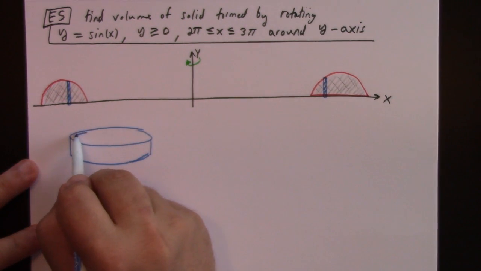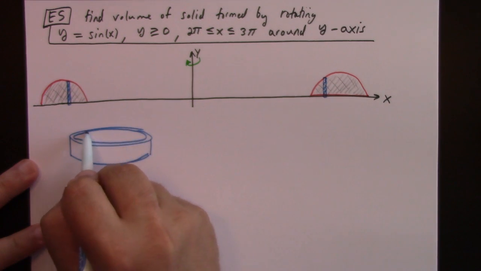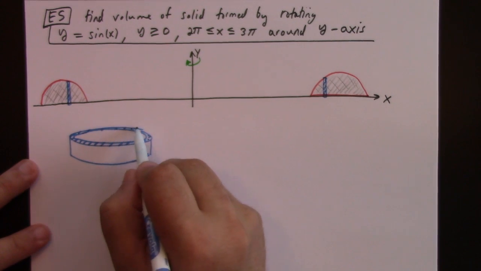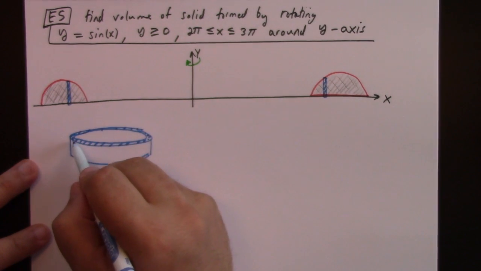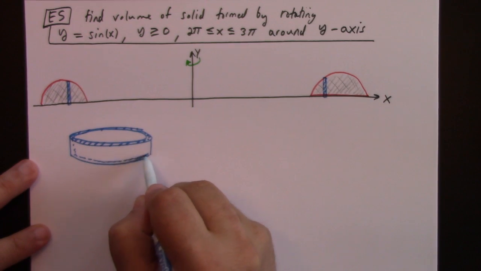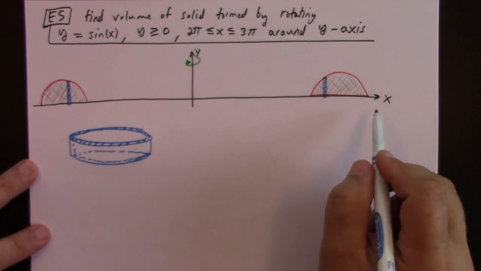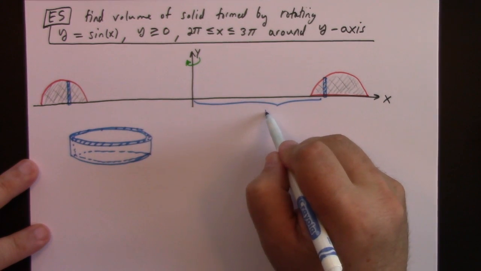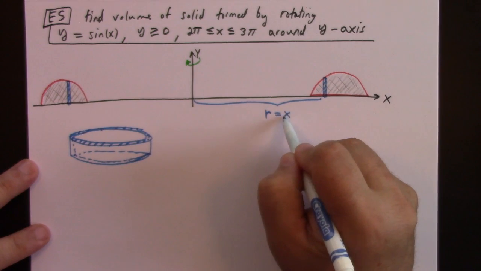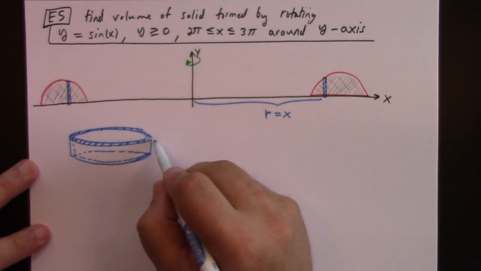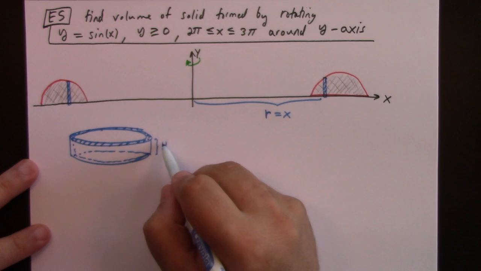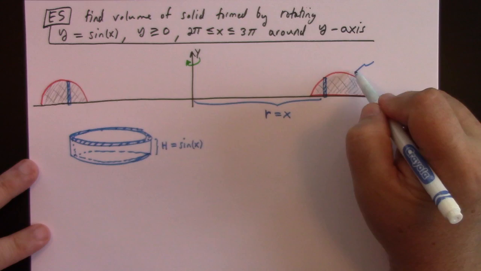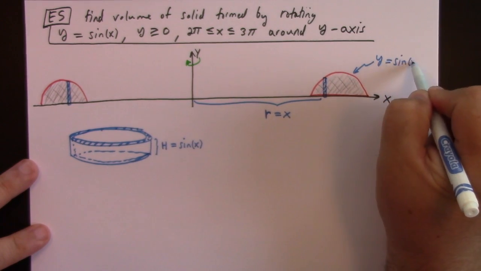Right? So people might call these ribbons. So you can chop it up into these ribbons, like this, right? And so that is going to be at radius r equal to x in this case, right? And then this height, what is the height? Well, the height is just y, but it's sine of x in this context, right? This is y equals sine x.